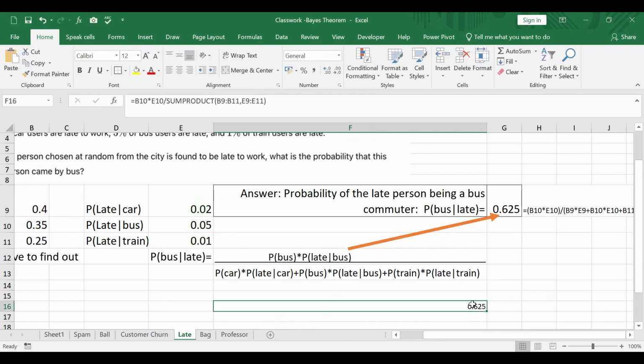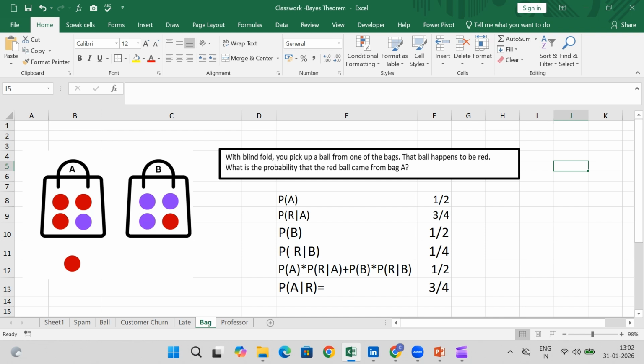That also comes to 0.625. Right. So it is easier to do with sum product, but there is less confusion. Next problem, with a blindfold you pick up a ball from one of the bags.